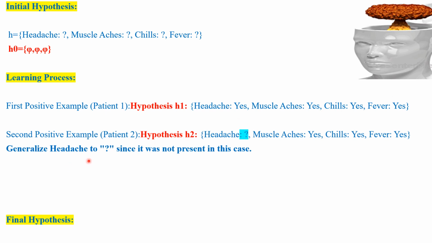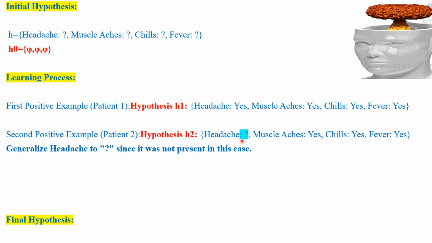And the second positive example, this hypothesis H2, shows that fever is yes. So it is a positive example. Then the machine decides that if it is a positive example, then it has to learn from this. So here the headache for patient 2 is no, hence it is replaced with a question mark. In the patient 1 example, the headache value is yes, and in the patient 2 example, the headache value is no.